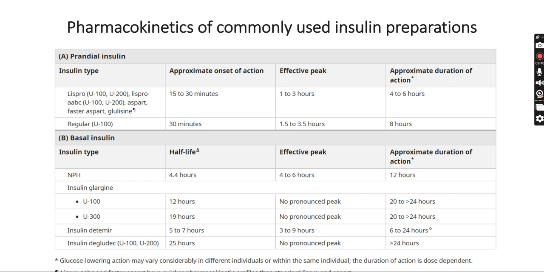This slide is for information, but it is very, very difficult to remember. Just get a rough idea of when they start doing the action, when the effective peak is, and how long they last for. If you can remember this, fine; otherwise just ignore it and have a look whenever you need it. But it is very difficult to memorize.